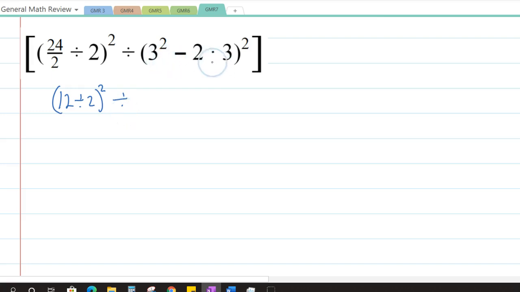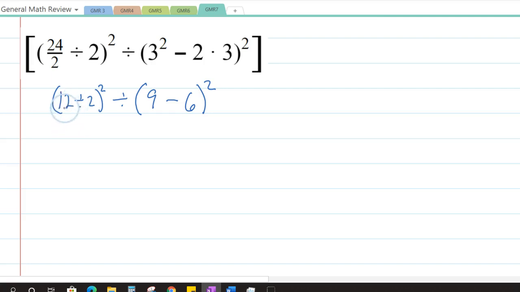Now in the second set of the parentheses, I have an exponent and I have a multiplication. I'm going to take care of both of those before I touch the subtraction. I still have the parenthesis. 3 squared is 9. The subtraction sign didn't go anywhere. 2 times 3 is 6. And I still have the squared.